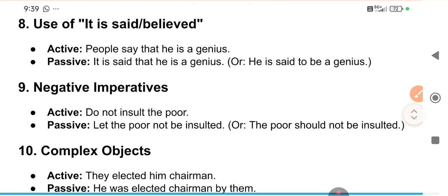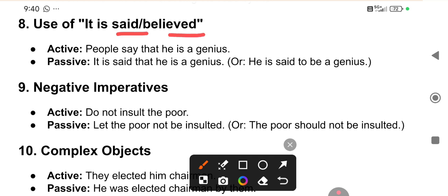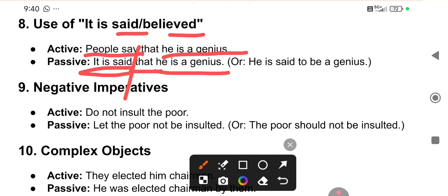Then the eighth one is it is said or believed. Active voice: People say that he is genius. So people say that, and then that he is genius. Please notice that he is genius. People say that will become it is said that. Or he is said to be a genius. You should keep in mind this sentence.